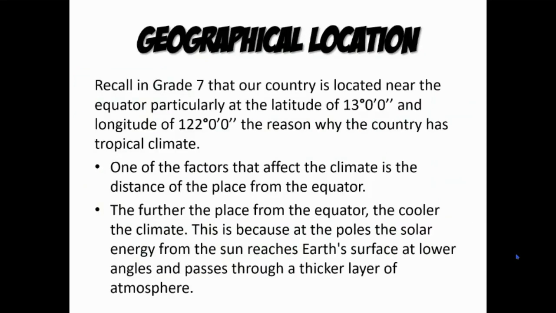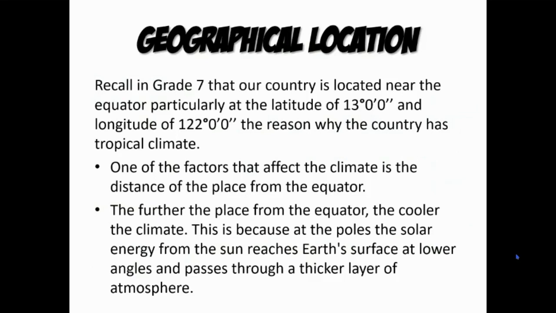So ito na yung mga factors that affect our climate, no? Just like yung geographical location, no? So recall in our grade 7 topics that our country is located near the equator, particularly at the latitude of 13 degrees and with a longitude of 122 degrees. So it is the reason why the country has a tropical climate. So one of the factors that affect the climate is the distance of the place from the equator.